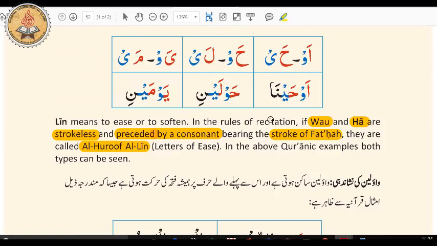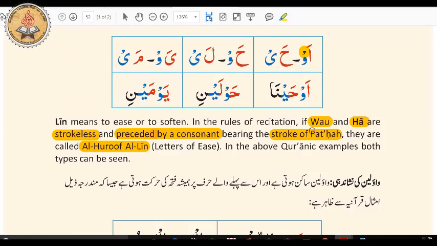But in the rules of recitation, if a vowel here, and it says ha here, that's the error here. It's meant to be actually vowel and ya, okay? Not a ha, but a ya, okay? If you can just make a note of that. It's not a ha, it's a ya. So if a vowel and a ya are strokeless, meaning that it has no short vowels or long vowels, so it doesn't have any fatha, kasra, dhamma, or vertical fatha, kasra, dhamma, or any sort of tanween, except for a sukoon. Okay? A sukoon, like you can see here, a jazm, a sukoon.